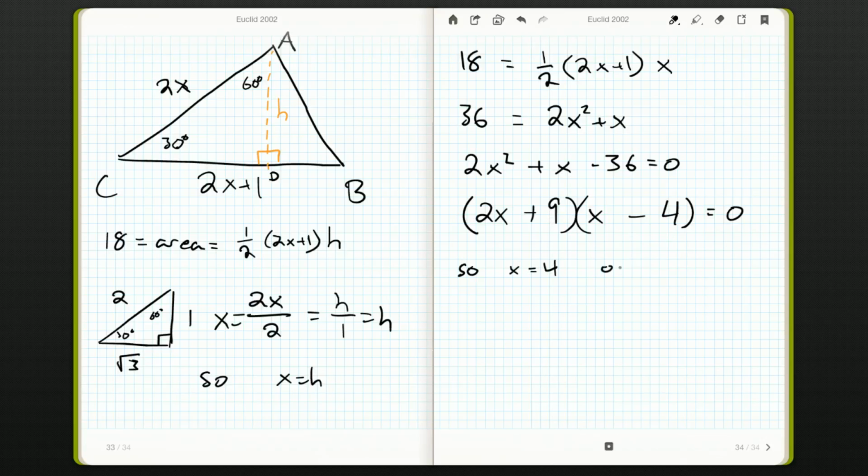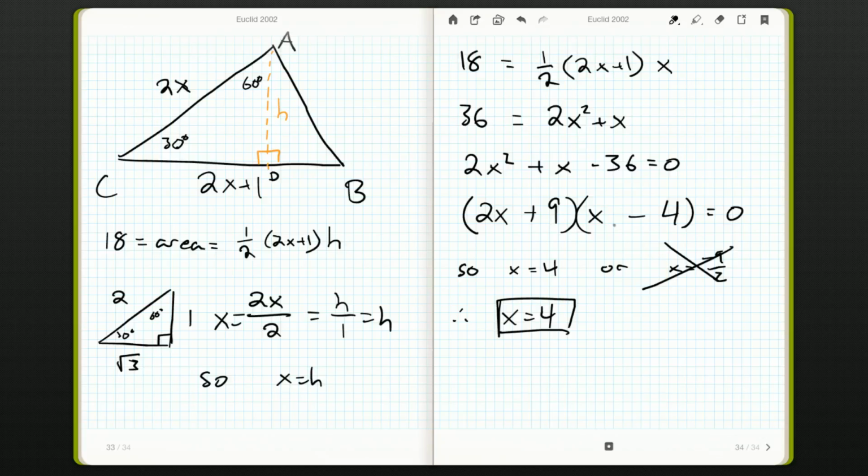So either x is 4 or x is negative 9 over 2. Obviously x is positive, because otherwise we wouldn't have positive lengths to make a triangle. So x is going to be 4. Okay.